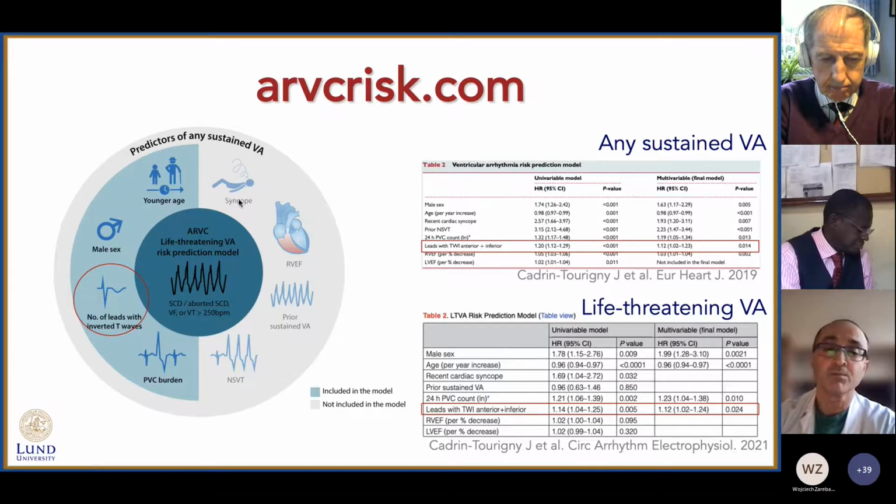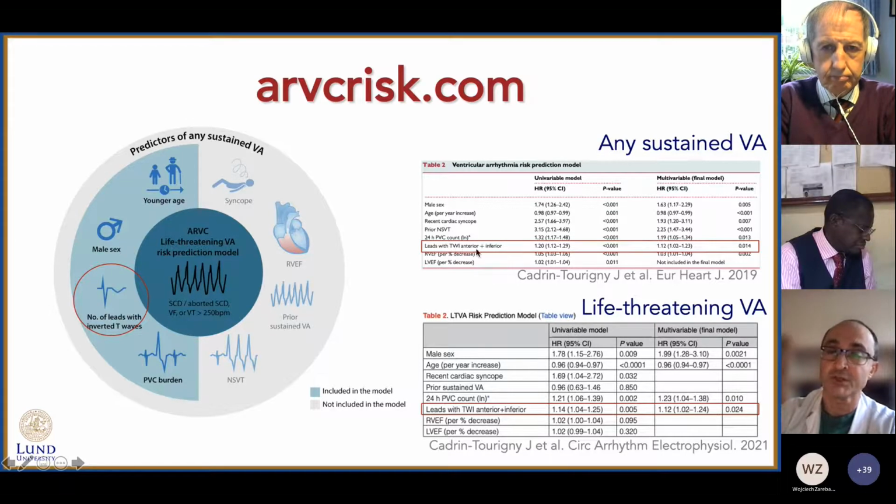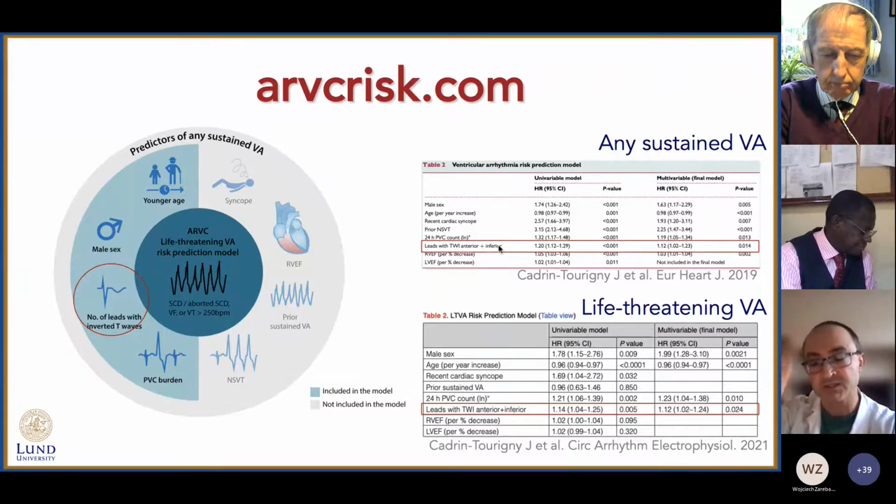And you see here that in both calculators, which are otherwise available at arvcrisk.com, where you can try and see how much your patients would fulfill and what the risk of developing arrhythmias is, the number of leads showing T-wave inversion, both anteriorly in the precordial leads and inferiorly, was a strong and significant independent risk factor associated with the outcome. And I strongly recommend you check these papers if you haven't yet seen them.